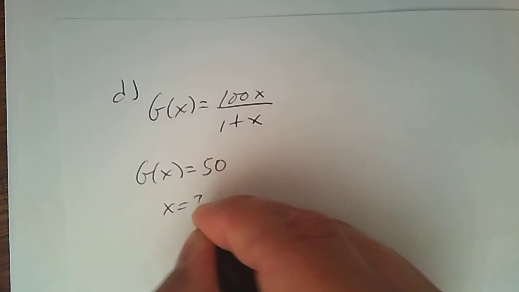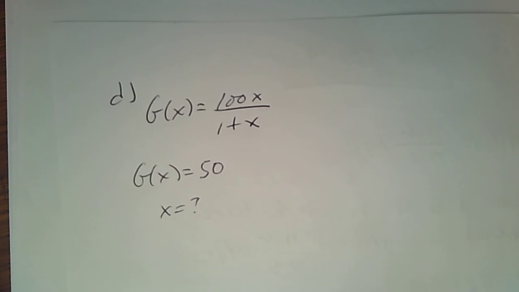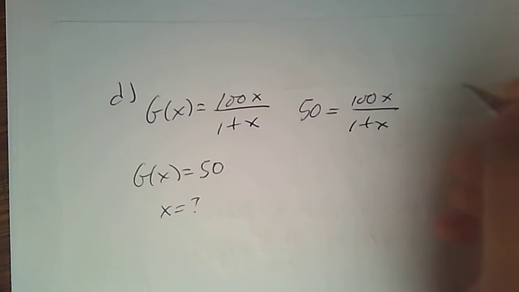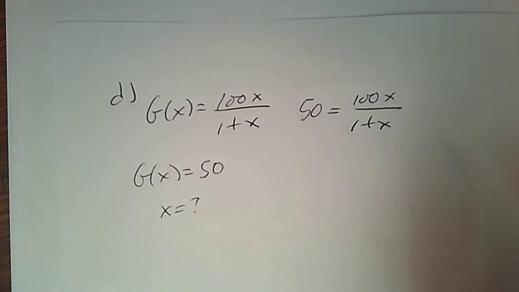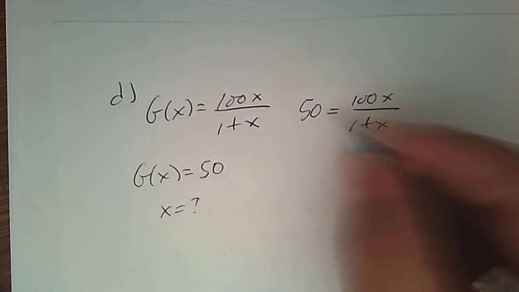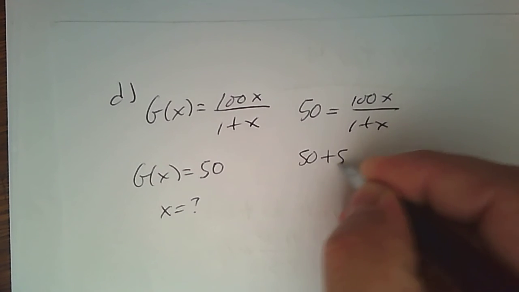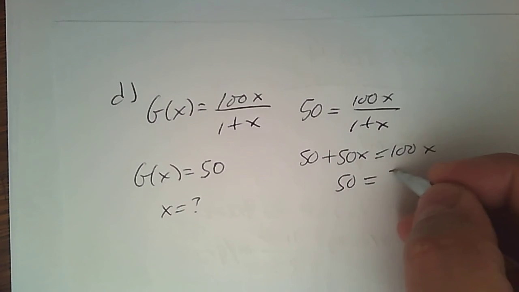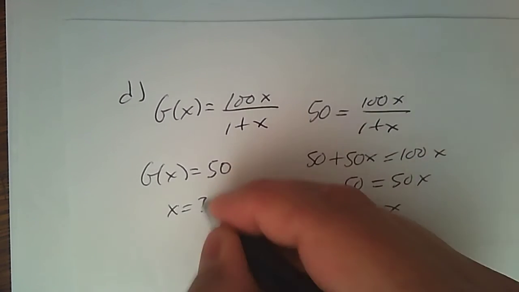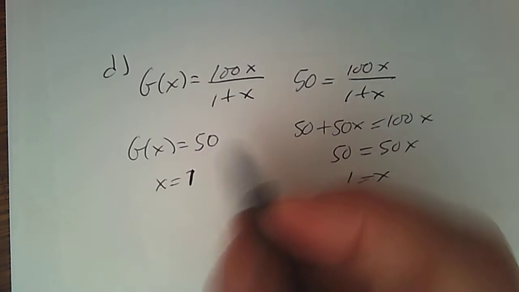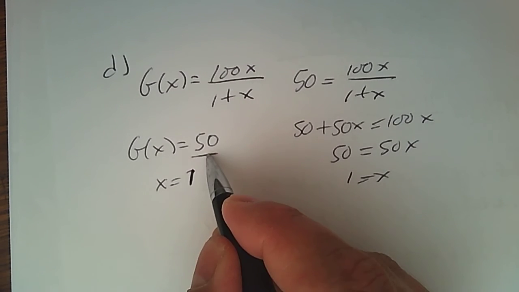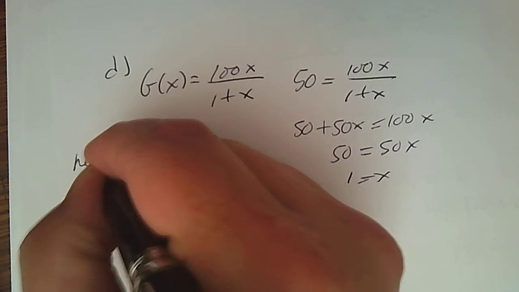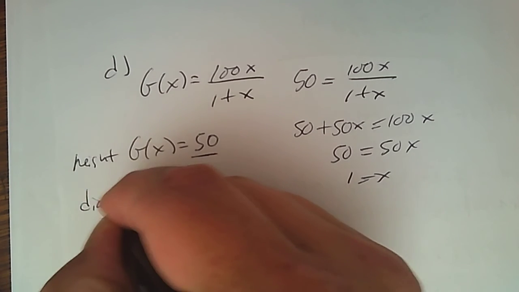I first need to figure out what x equals in terms of the diameter. It's not given. So I first need to solve this part to begin with, because I'm going to need that value. So let's do that before I do anything else. To solve it, I would simply cross multiply. So that's 50 plus 50x is equal to 100x. Subtract 50. Divide, and you can see x is equal to 1. Now what does that mean? So the height is 50, and the width, the diameter, is 1. So g at x is the height, and x is the diameter of the tree.